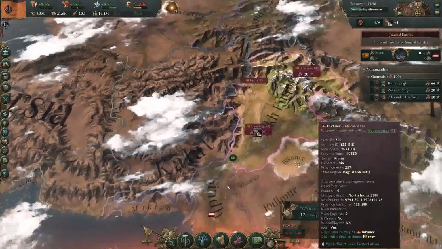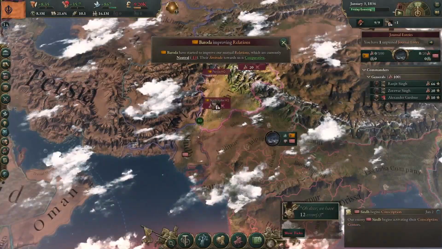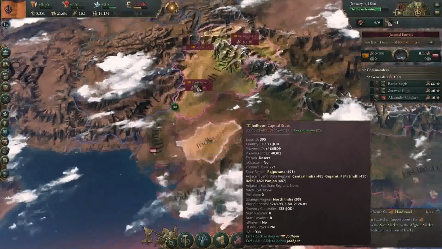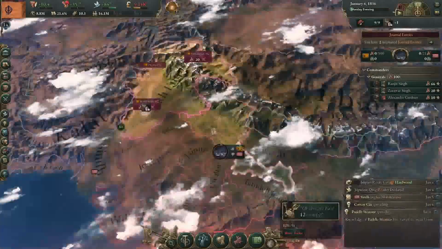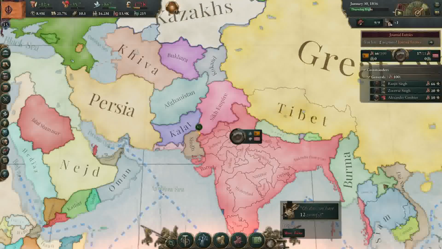We'll hold them. And now we're hoping that the East India Company hops in on this war, because if they do, then we can send Ranjit Singh in against this territory. Is the East India Company not going to jump in on this fight?